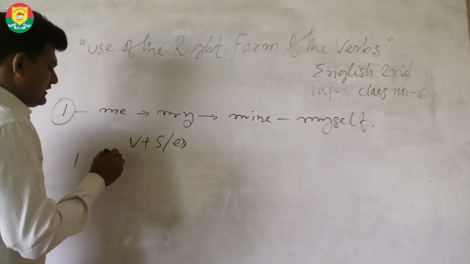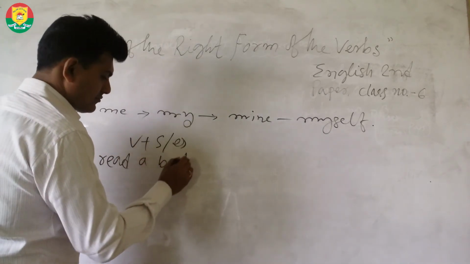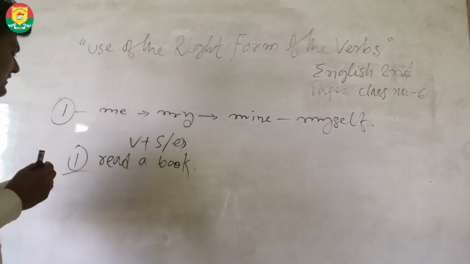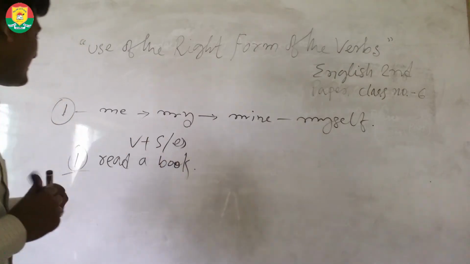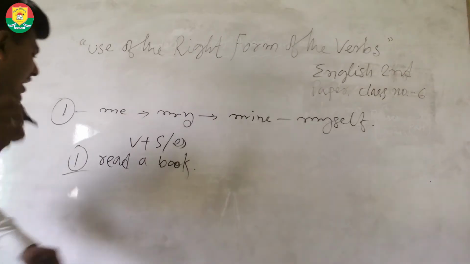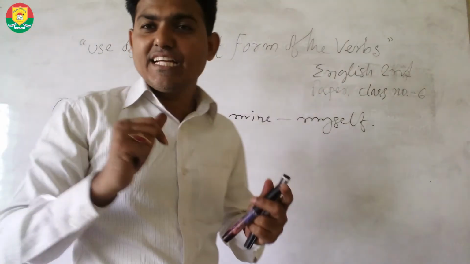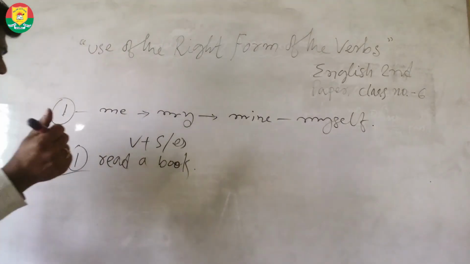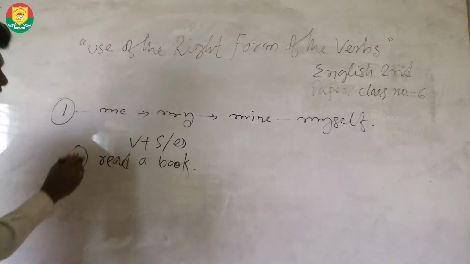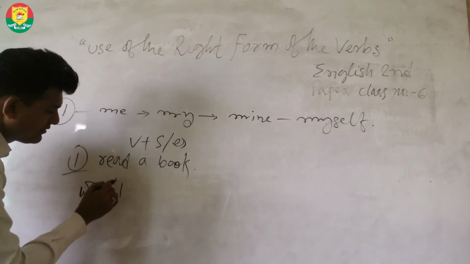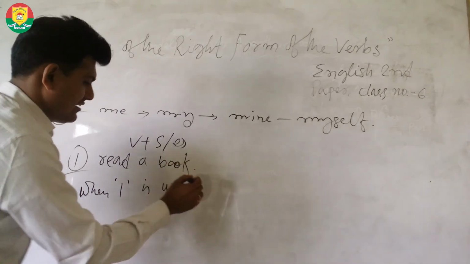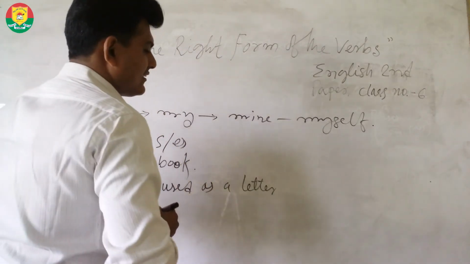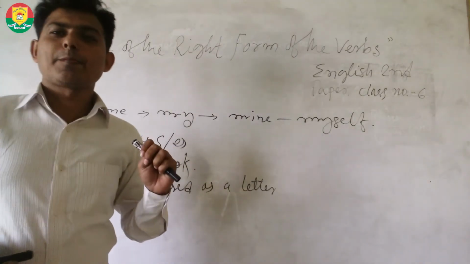Dear learners, when I is used in a sentence, for example, I read a book. Here I has a dictionary meaning. I read a book, I am a subject. In this case, we cannot use s or es. But when I is used as a letter, then s or es is used after verbs.